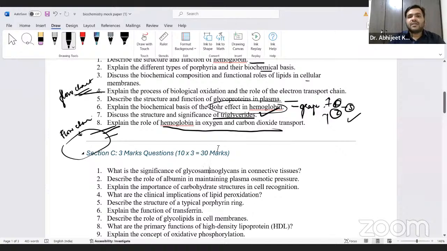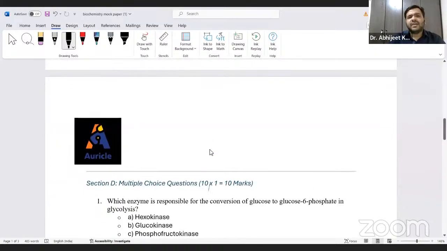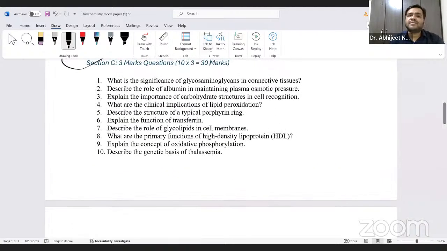Now the significance of the glycosaminoglycans, guys, we have already discussed this. If you remember, we have discussed the chondroitin sulfate and the heparin sulfate. All these glycosaminoglycans are present there, so you have to write the significance of those. Now, the role of albumin in maintaining the plasma pressure, we have just discussed in the long question. The same thing you have to write over here, how it is maintaining it. Then, the importance of carbohydrates in cell recognition.